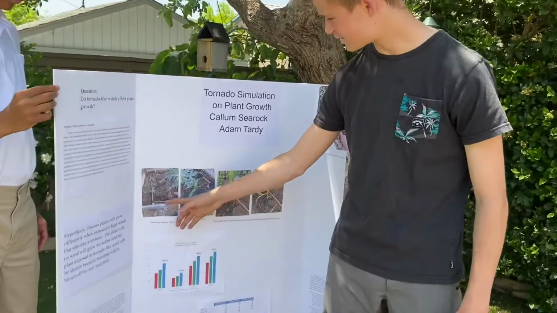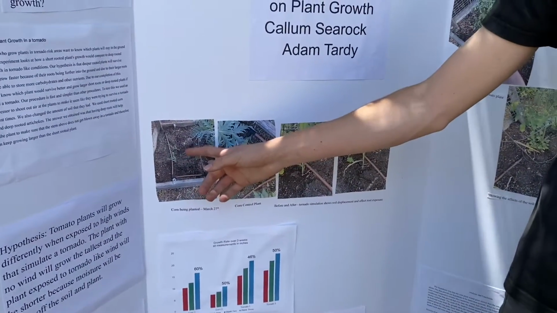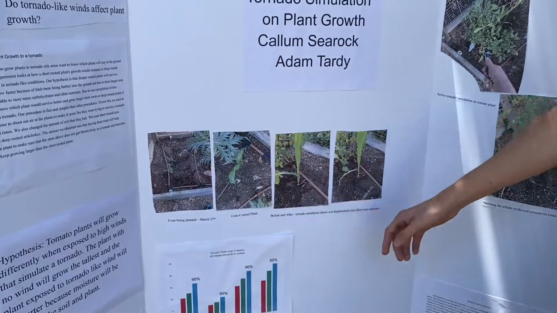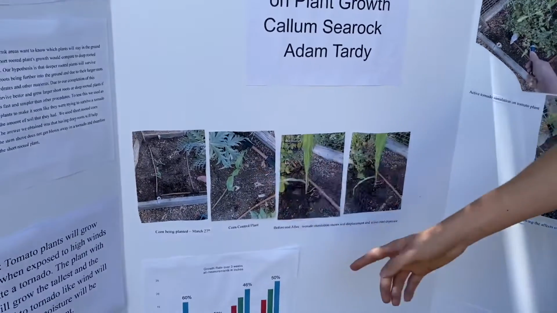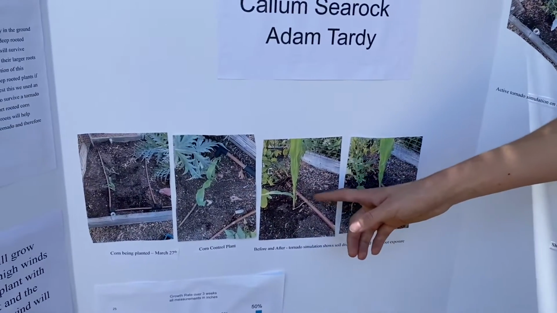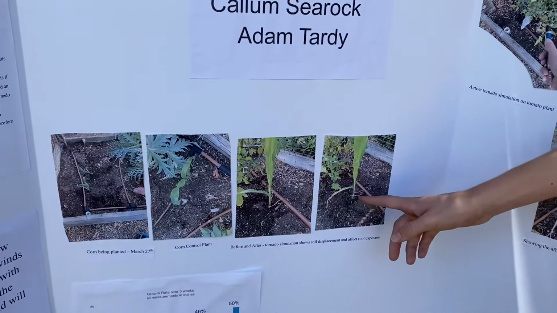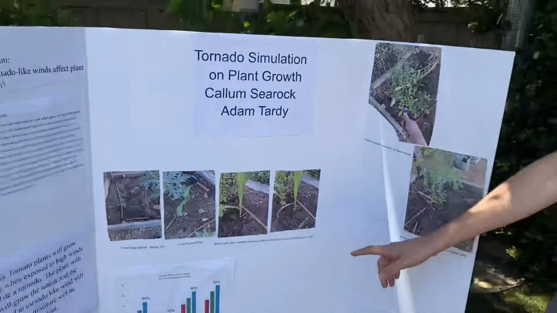This was the first day that we planted our corn and we blew wind on it. As you can see, the stem is all over the place. This is the control. It is completely fine and still standing. And then this is before we blew wind on the soil, and then this is after. All the roots are exposed and the plant will not be able to get as much.